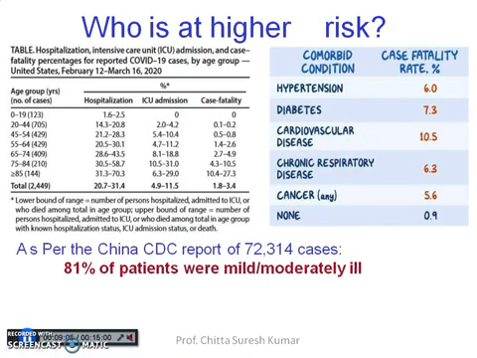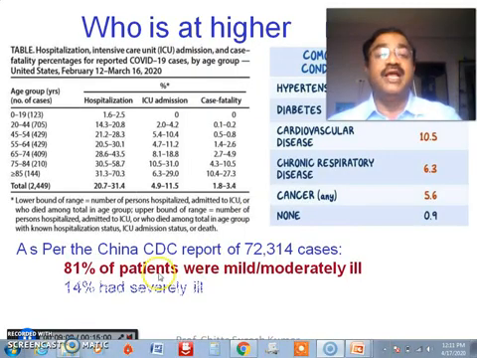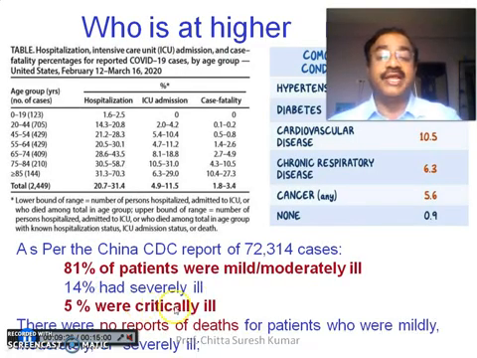As per the China communicable diseases report, 72,000 cases were observed, and in this, 18% of patients were mild and moderately ill, and 14% were severely ill. And then 5% were critically ill. A very important thing you should note here is that there were no reports of deaths of patients who were mildly or severely ill. Only this 5% critically ill go through great difficulty, and sometimes it is going to be bad.